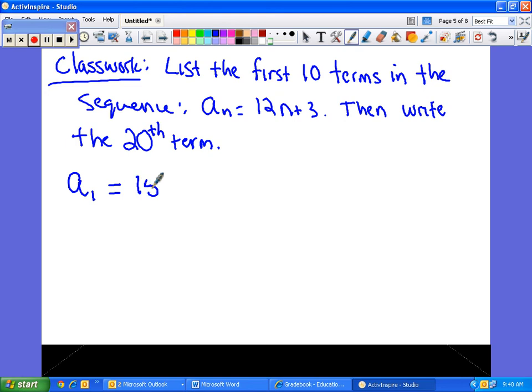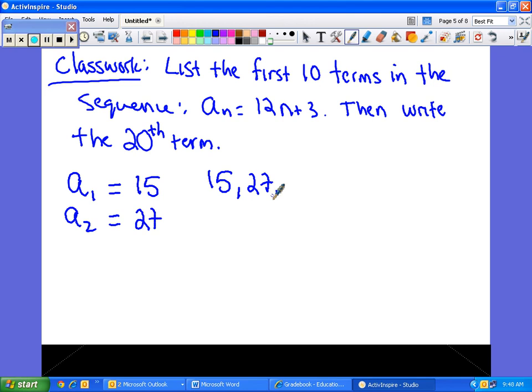15. What's the value of the second term? 27. So what's happening each time? We're adding 12. So if we want to write the next 8 terms, instead of going through this process, all we have to do is add 12.